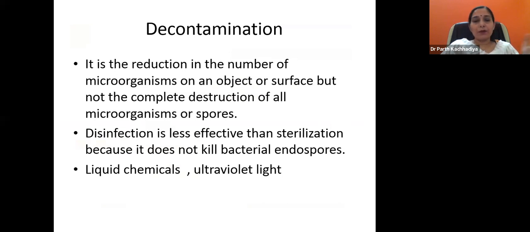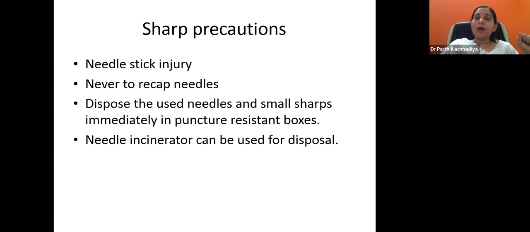What is decontamination? See, whenever we are talking of infection control, we should know what is asepsis, what is decontamination, what is sterilization. Okay, there is a small difference in each and every aspect. In decontamination, what we do is reduce the number of microorganisms on an object or surface, but not the complete destruction of all microorganisms or spores. Disinfection is less effective than sterilization, but it does not kill bacterial endospores. Liquid chemicals and ultraviolet are the means of decontamination.